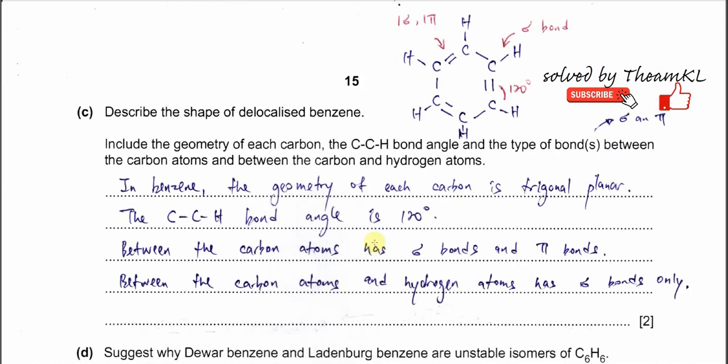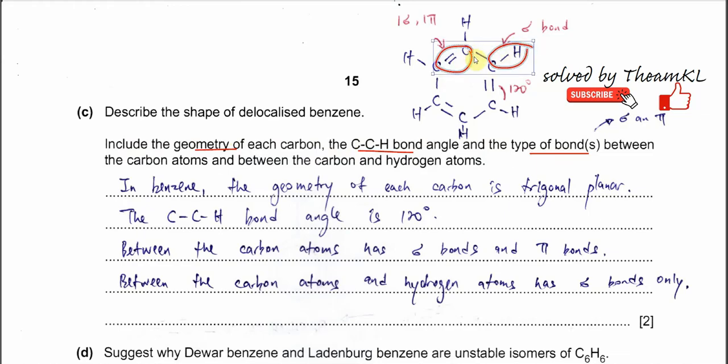Okay, for part C, describe the shape of the delocalized benzene. Of course, delocalized benzene should be a circle in the middle. But it's actually better to use the Kekulé structure we used just now. It is clearer, so you can get the type of bond and the bond angles easier. So include the geometry of each carbon, the CCH bond angle, and the types of bond between carbon and carbon, and carbon and hydrogen.